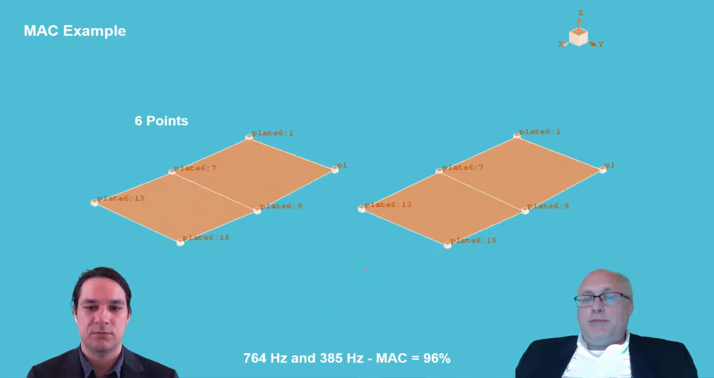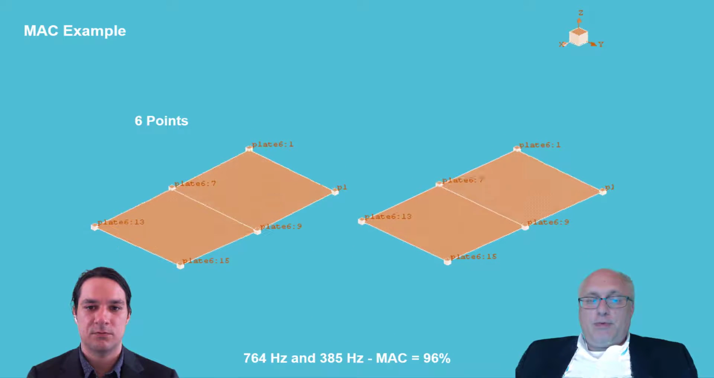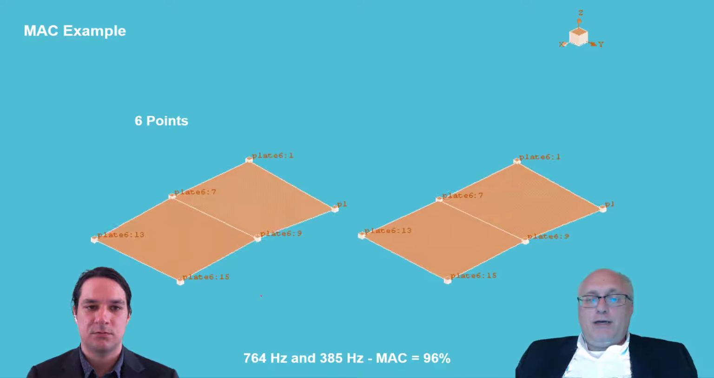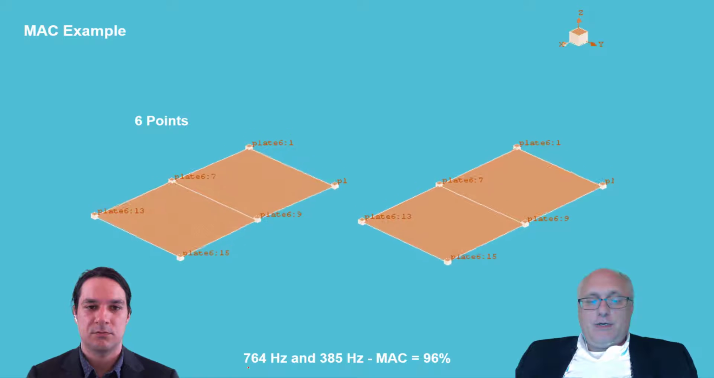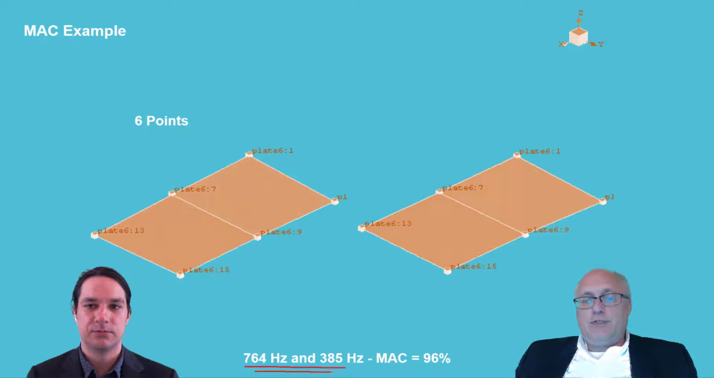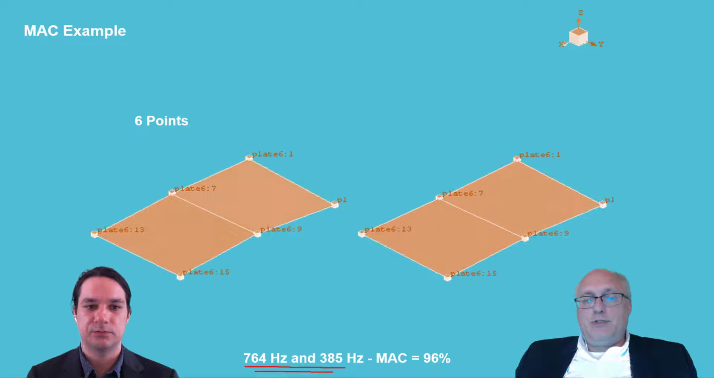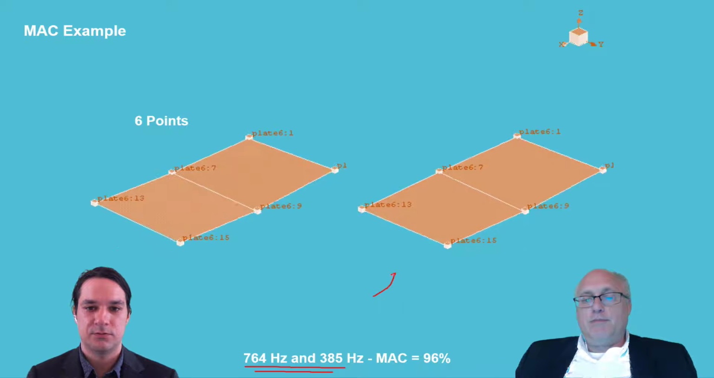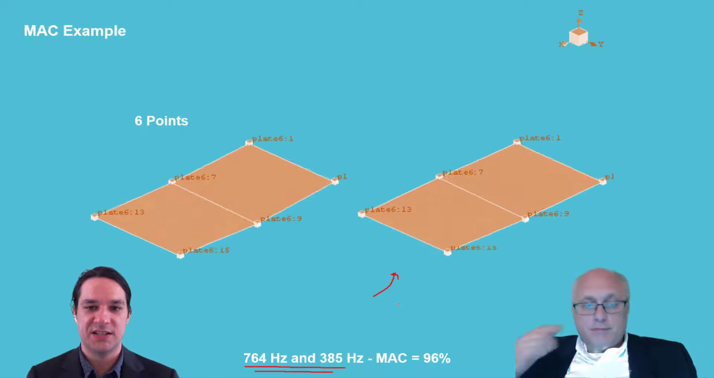And so sometimes problems arise, like we saw before the break, when we have two different modal frequencies. So these are at two different natural frequencies, but the shapes, what do you say? Do they look different or the same? They look almost identical.